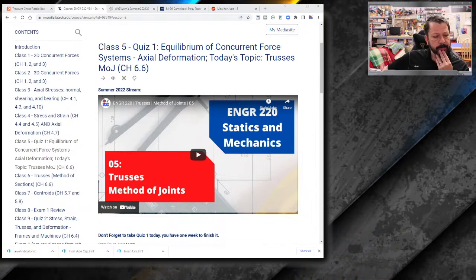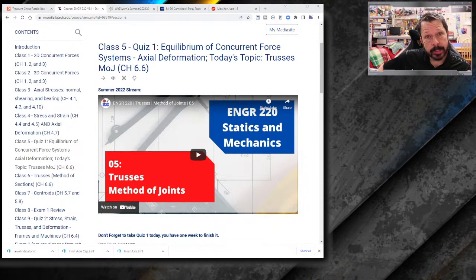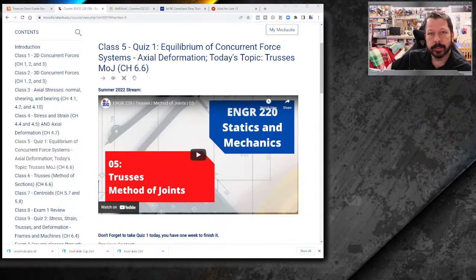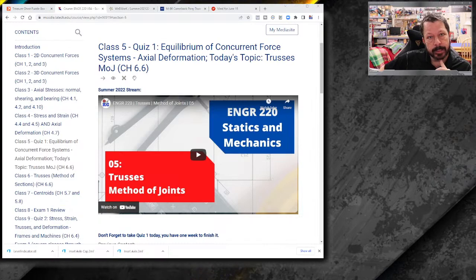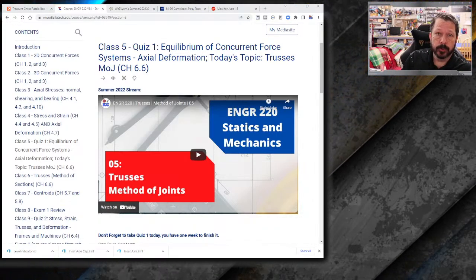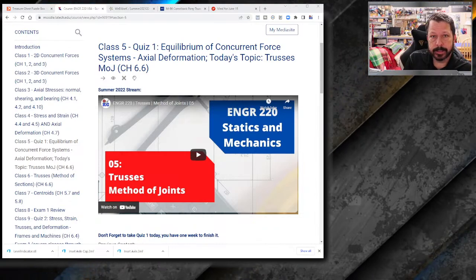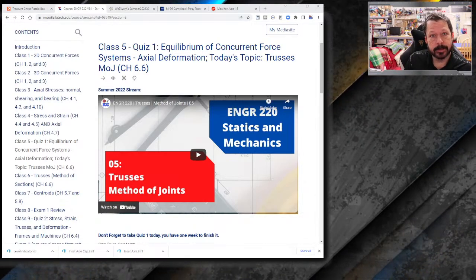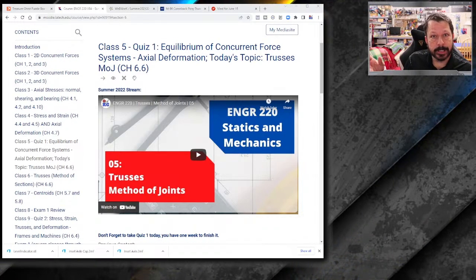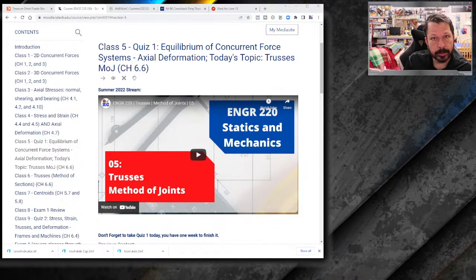So last time, we related stress and strain to each other. We drew a stress-strain plot. We talked about axial deformation. So we're still in the section of this course that deals with axial forces. In that case, axial deformation meant stretching or compressing, something got longer or shorter.